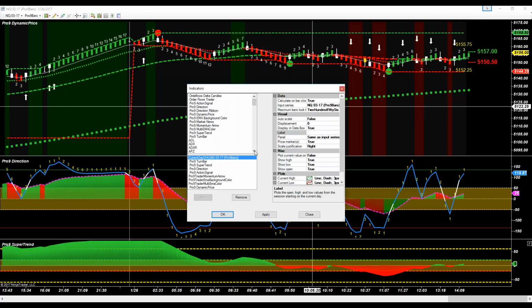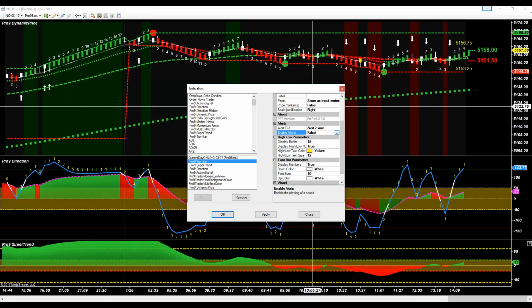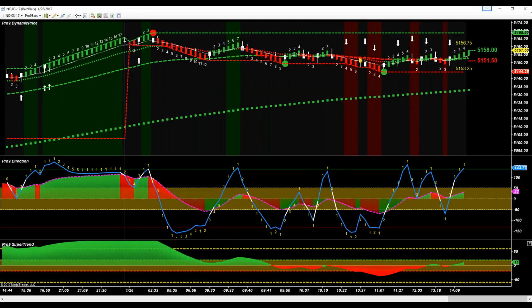So you can come to the indicators section and you can turn your alert sounds off. You'll just set enable alerts to true or false if they're acting kind of funky.